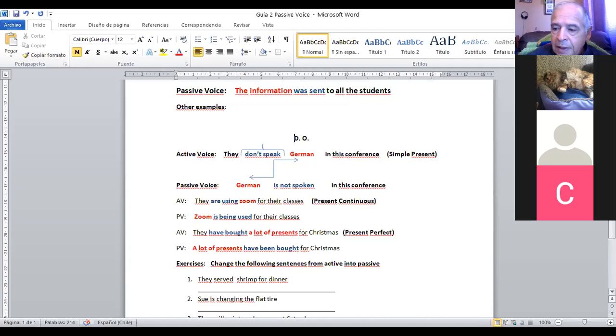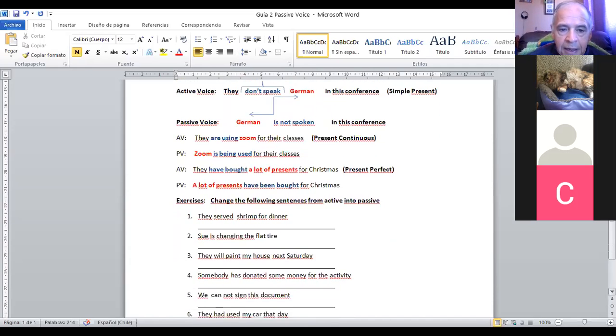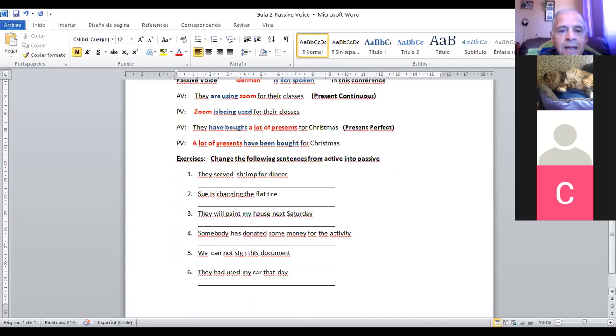Now, let's do it right now. And I have some exercises there. It says, change the following sentences from active into passive. We're going to do it together. You're going to help me and to see if you understood, all right? I want you to have the other page in front of you, if you can do it, in which you see the formulas for present, for past, for modal, for present perfect, etc. Okay? For example, they served shrimp for dinner.